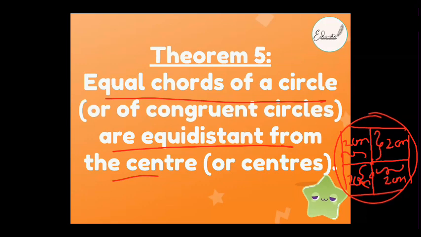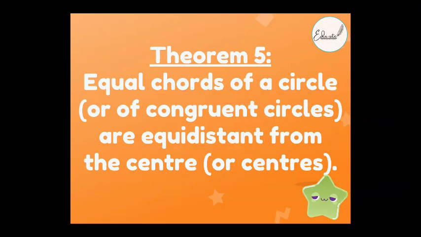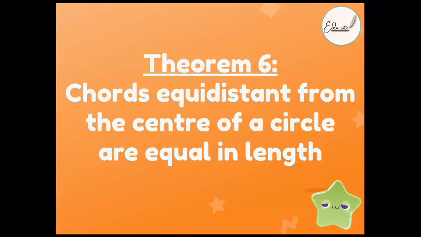Okay, theorem 5 states that equal chords of a circle are equidistant from the center. For example, if you draw two equal chords in two congruent circles as well, and then you measure the distance from the center, it will be the same because congruent circles are the same, right? Okay. Yes.